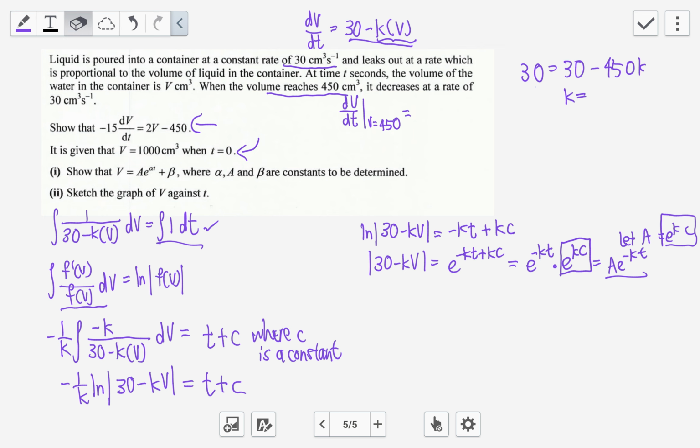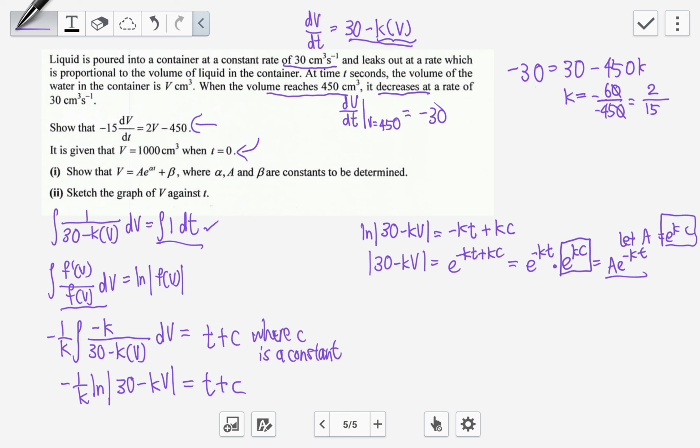Right, so dV/dt shouldn't be 30, it should be minus 30 because it decreases at a rate of 30 cm cubed. That doesn't affect the rest of this part, but this one is minus 30 instead of 30, so we will have minus 60 over minus 450. That will give me 2 over 15.